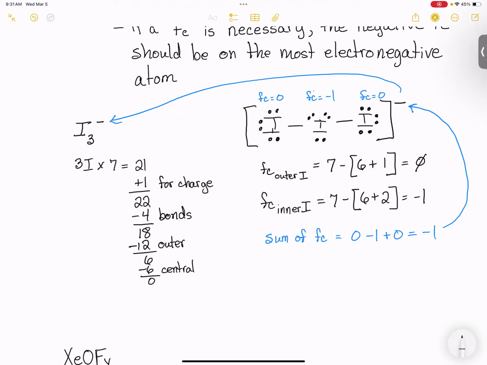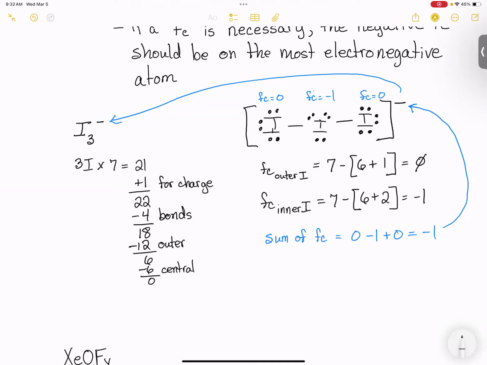Step number 2 said to develop your skeletal structure. In this particular case, all of the atoms were identical, so we just chose one of the elements to be our central atom, around which we placed all other elements. The next step says to draw a single bond between the external atom and the central atom, and to subtract 2 for each bond you drew. We drew 2 bonds. 2 times 2 is 4, so we subtracted out 4 valence electrons for our bonds, leaving us 18 valence electrons still to distribute.